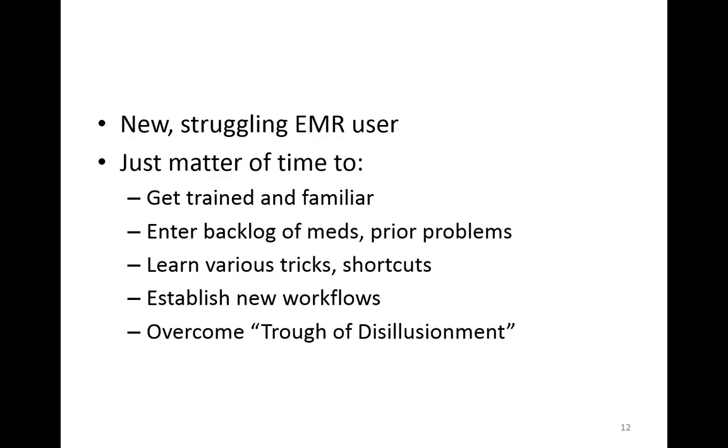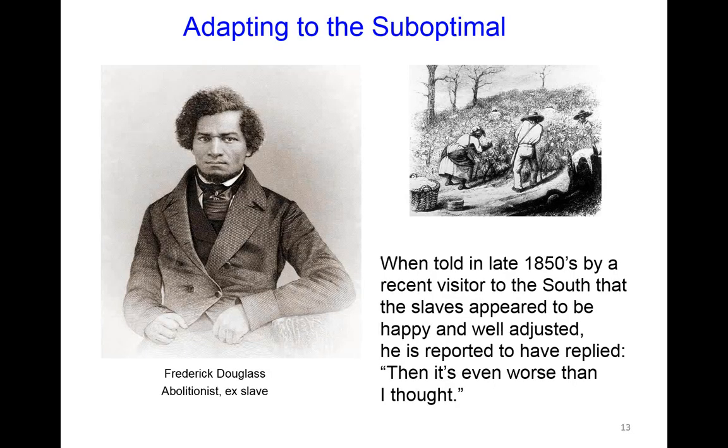Next slide. This is a quote from a famous abolitionist, Frederick Douglass, who was a runaway slave. In the South in the late 1850s, he was advocating, preaching about the evils of slavery and how much it needed to be eliminated. And some visitors came back and said to them, really, it didn't seem so bad. The slaves seemed happy. They're smiling. They're tilling the field. They're well adjusted. And then Frederick Douglass is reported to have looked at this person and said that it's even worse than I thought.